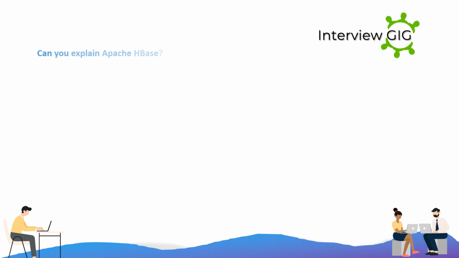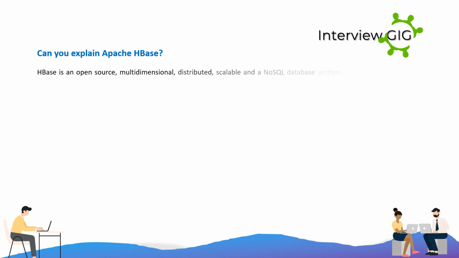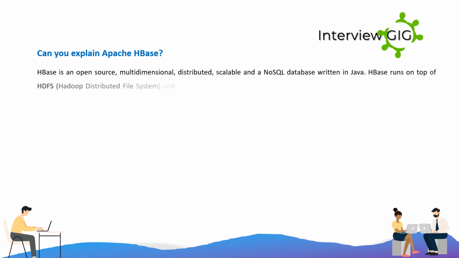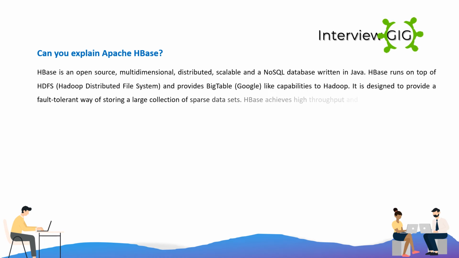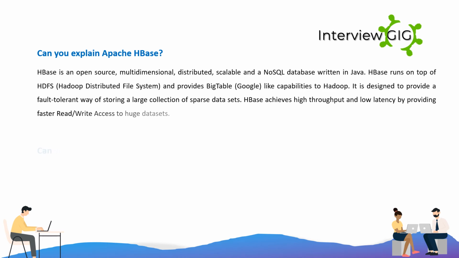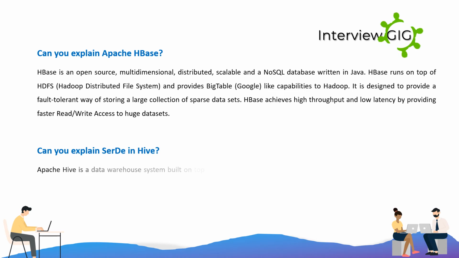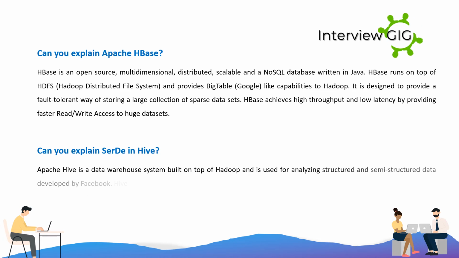Can you explain Apache HBase? HBase is an open-source, multi-dimensional, distributed, scalable NoSQL database written in Java. HBase runs on top of HDFS, the Hadoop Distributed File System, and provides Bigtable-like capabilities to Hadoop. It is designed to provide a fault-tolerant way of storing a large collection of sparse datasets. HBase achieves high throughput and low latency by providing faster read-write access to huge datasets.